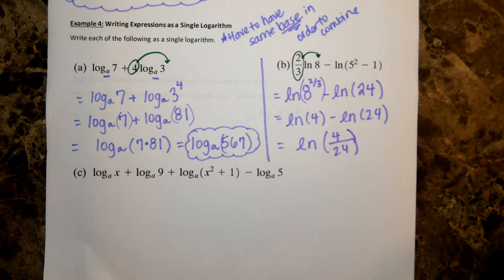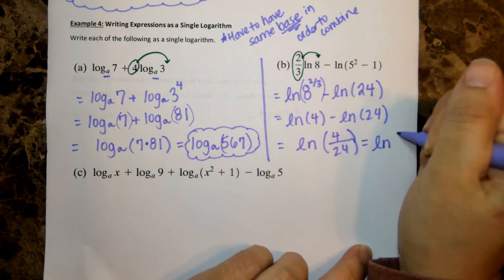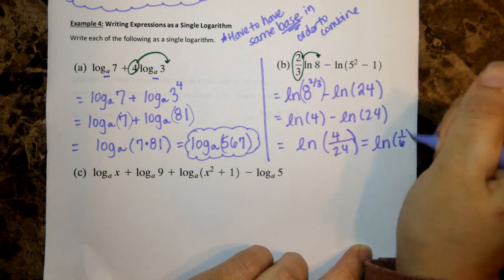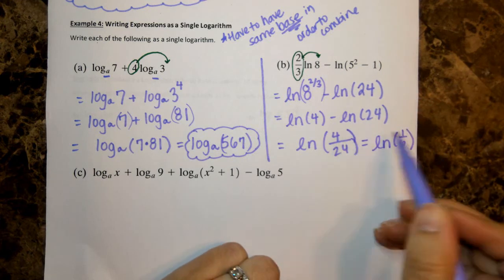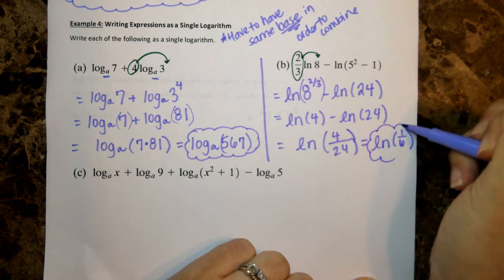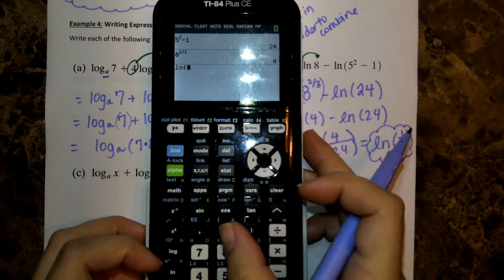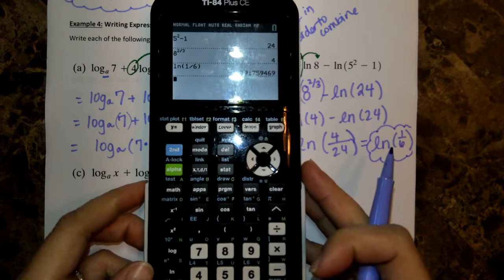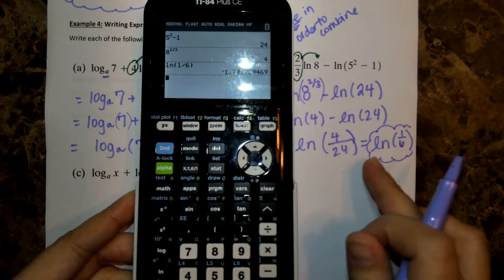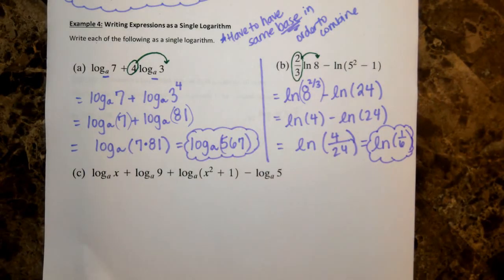And that's as simplified as it can get. I think it just wants me to rewrite it as a single logarithm. I can simplify 4 over 24 to be 1 over 6. Because if I take out a 4 from 4, I get 1. If I take out a 4 from 24, I get 6. And so this would be our single logarithm. You could technically evaluate that. What is natural log of 1/6? It didn't ask us to do that, but that's what you would get. I'll just leave it as is, because it just asked me to rewrite it as a single logarithm, which I've done.